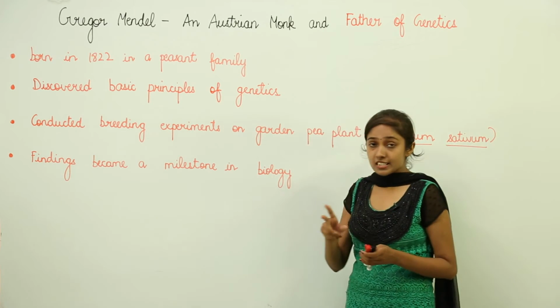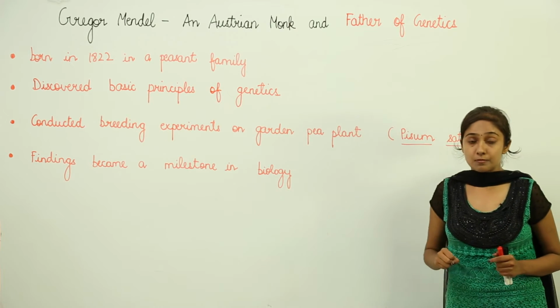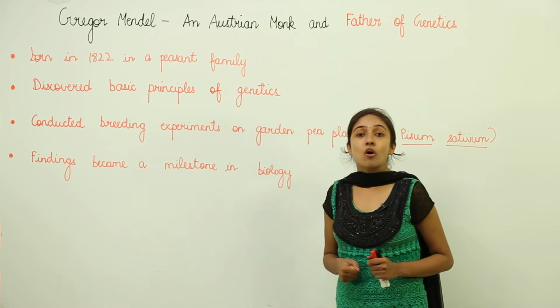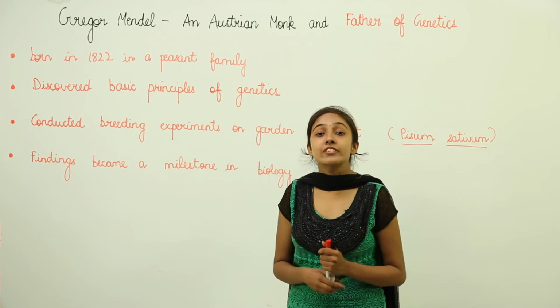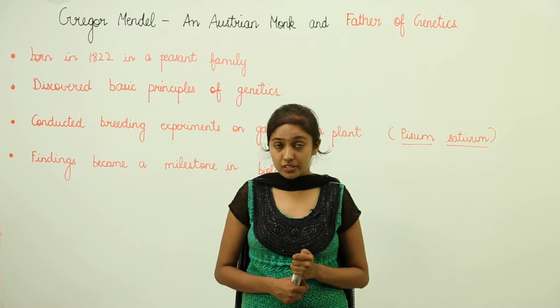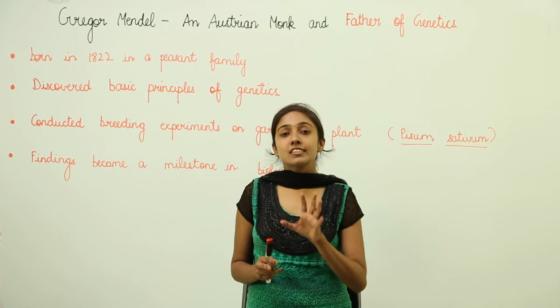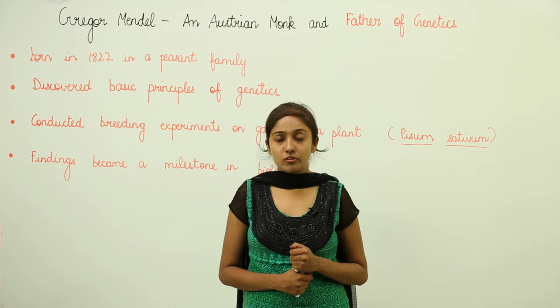So, what are these laws? We have 3 laws which Gregor Mendel has given us. The first law is the law of dominance, second is the law of segregation, and the third law is the law of independent assortment. We will be studying these laws one by one. But before that, let us discuss the basic law, that is the law of dominance.